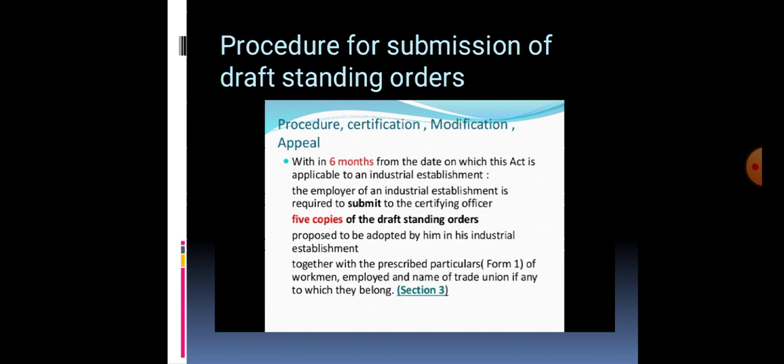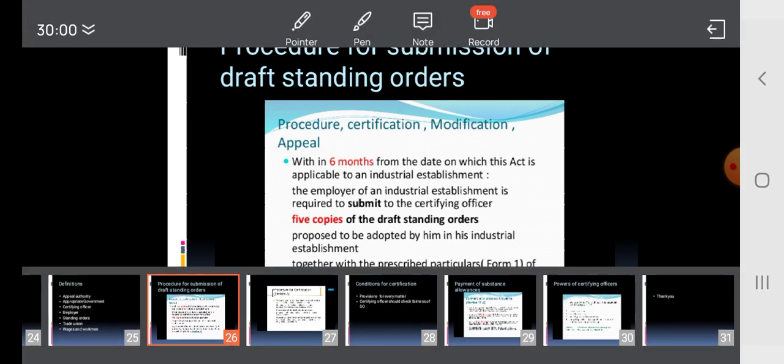Then there is a procedure for certification of standing orders, that is, the procedure for adoption. Once the draft copy is submitted to the certifying officer, he or she can forward it to the recognized trade unions if he or she finds any kind of objections regarding that standing order.